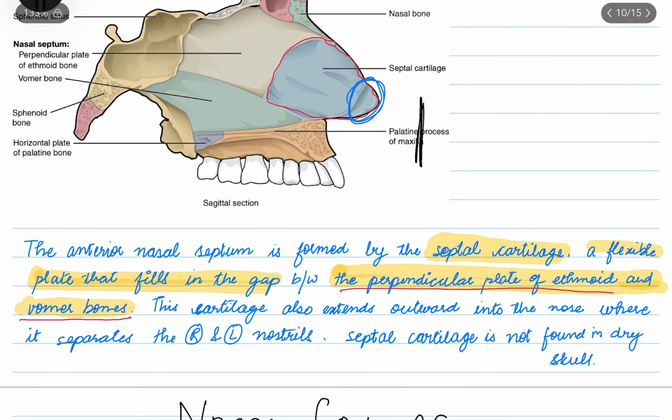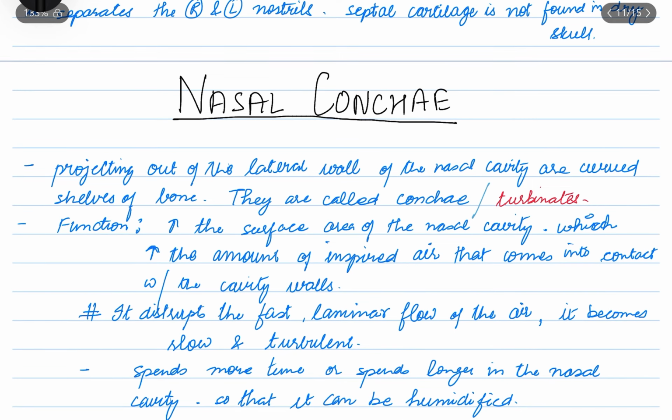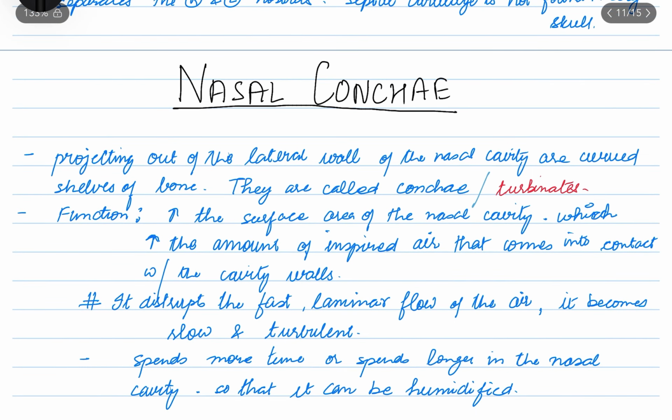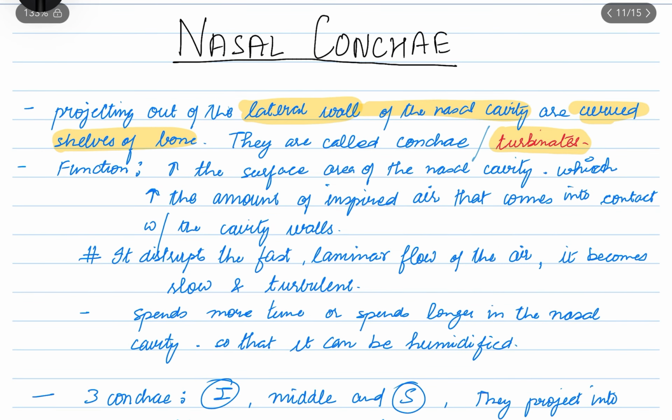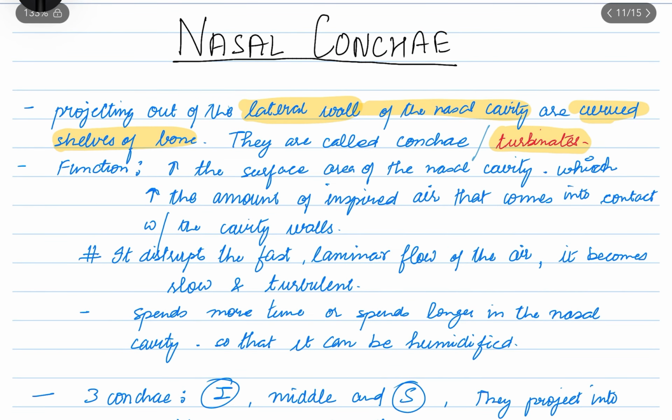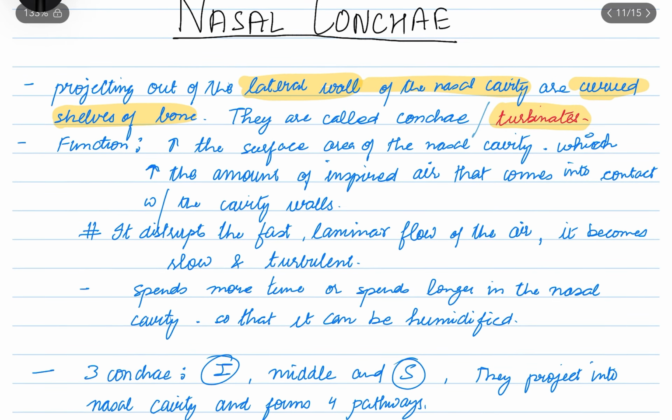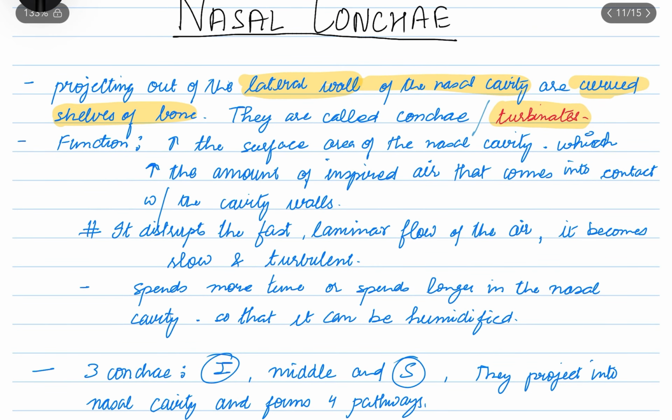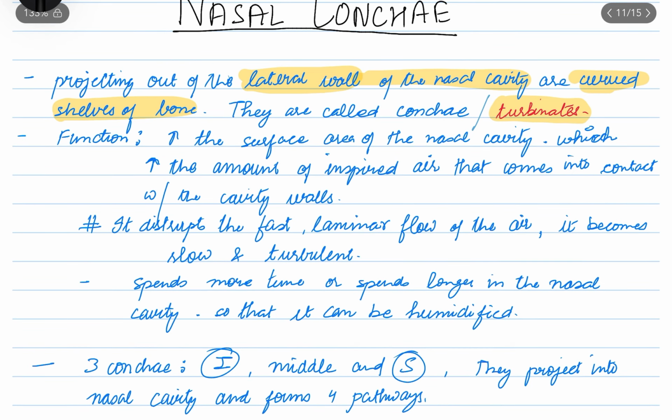So let's talk about the nasal conchae. They project out of the lateral walls of the nasal cavity and are curved shelves of bone. They are called conchae, or turbinates. Turbinates is the other name for conchae, and their function is to increase the surface area of the nasal cavity, which increases the amount of inspired air that comes into contact with the cavity walls.